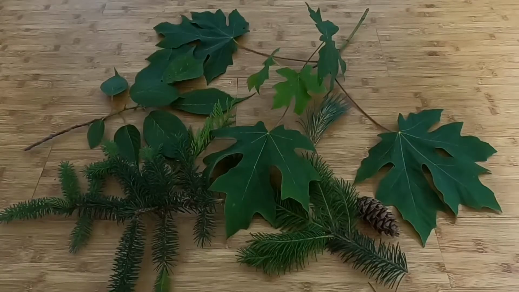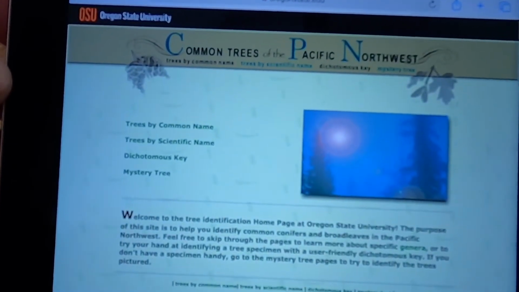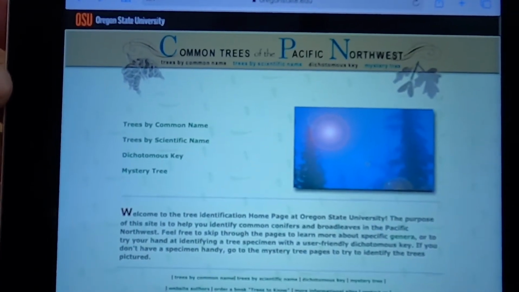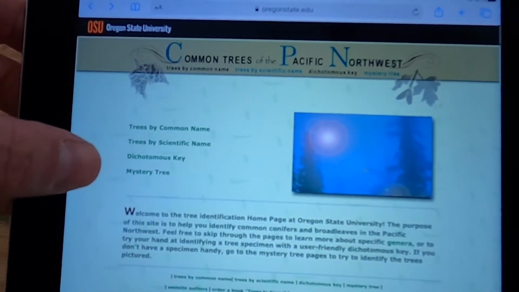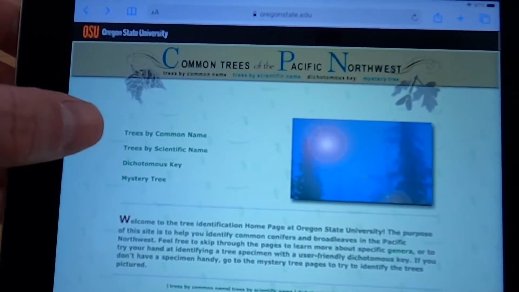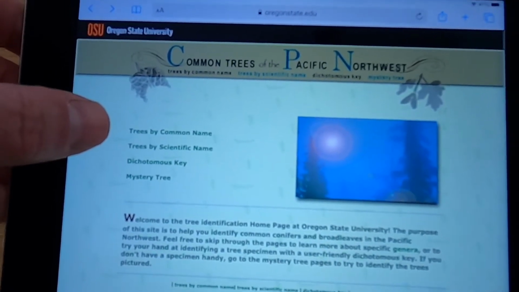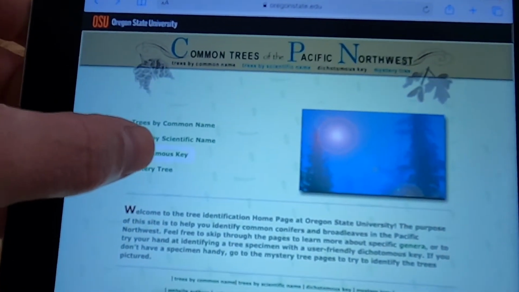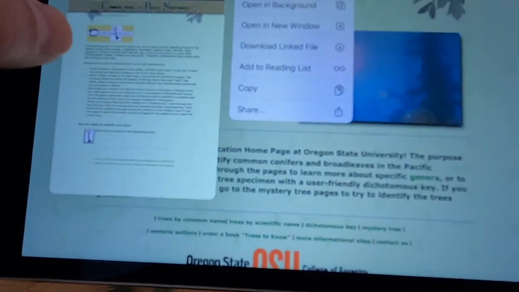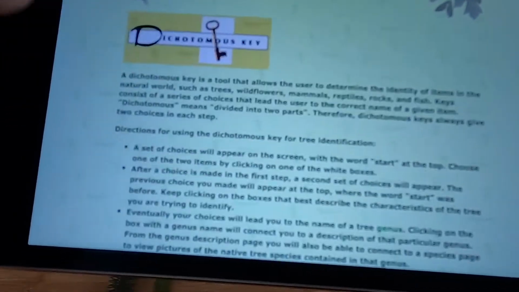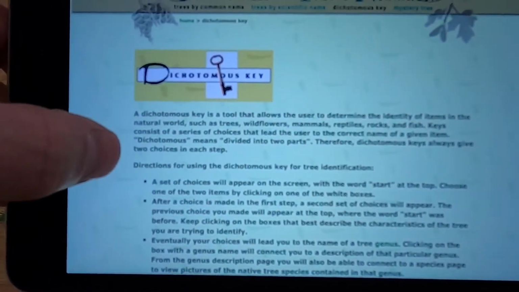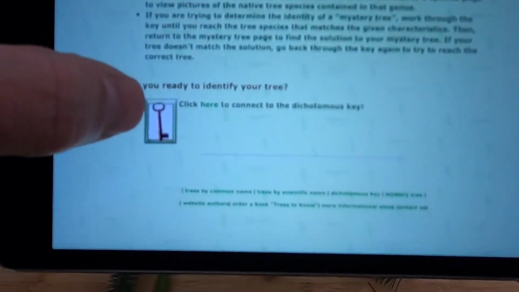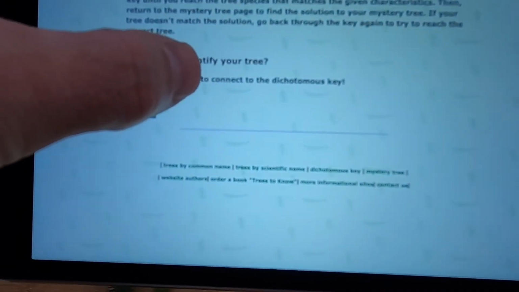But let's get to the web page here real quick. It's oregonstate.edu/trees. It brings you this web page. You'll notice over here there's a few buttons. Trees, their common name. So every tree has a common name. They also have a scientific name. But we're just going to get right into this and go to the word right there, dichotomous key. Click on it. And it comes up, talks a little bit about the guide. You can read that on your own, but come down here and it's going to get us to that true, false, yes, no question.